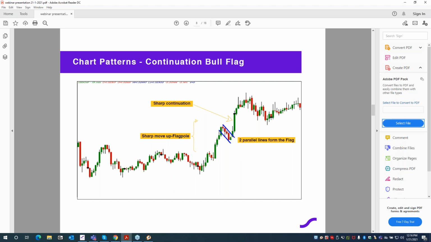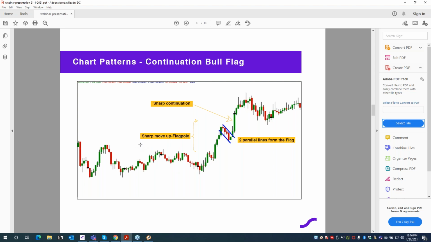After we see this small descent, you can see how it looks like a flag, guys, and you have the flag pole at the bottom here. This flag pole at the bottom signifies the move that will appear again upwards. So it's a very nice way to trade with the continuation bull flag, as we call it.